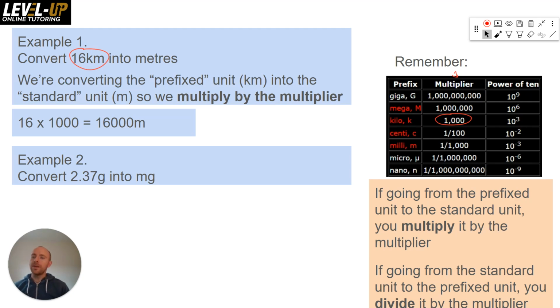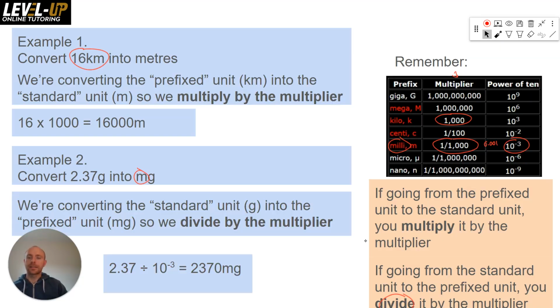If we were going to go the other way, this time we've got 2.37 grams and we want to turn it into milligrams. So again, I need to find the prefix first. The prefix is milli, which is here. And this time, I'm going to divide it by the multiplier. The multiplier being 1,000th, or 0.001, or times 10 to the minus 3. If I divide it by that, then I'm going to get this number, 2,370 milligrams.